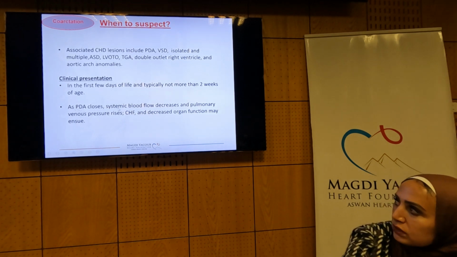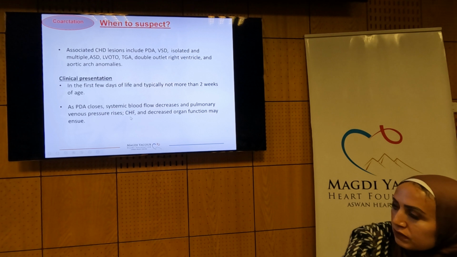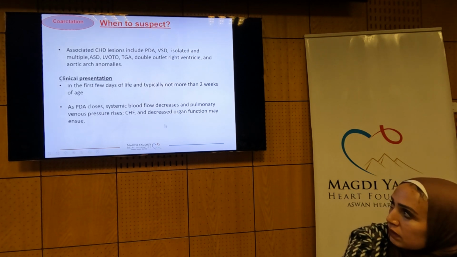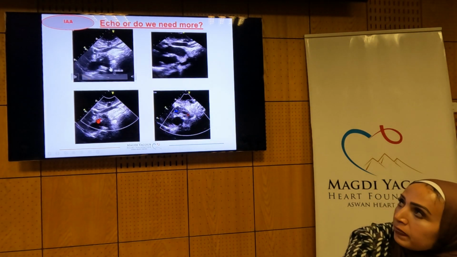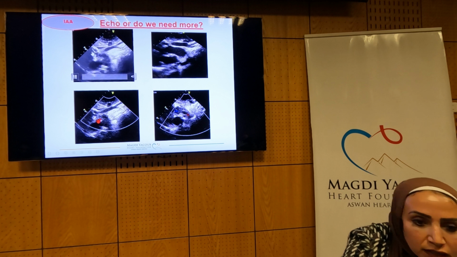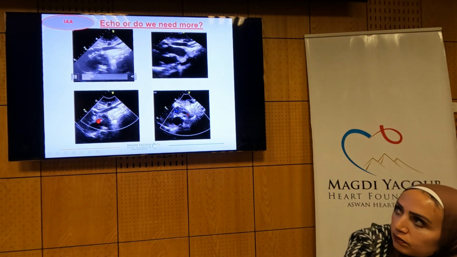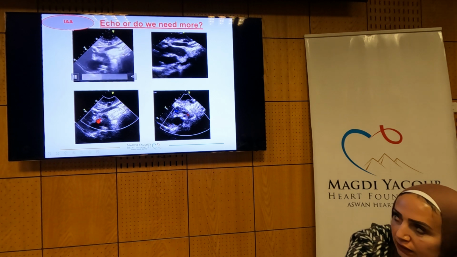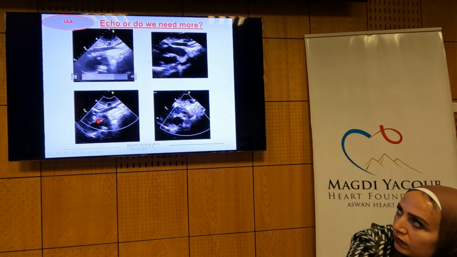If the duct is closed, systemic blood flow will decrease and pulmonary venous pressure will get high, and congestive heart failure with decreased organ function will happen. How to expect that? Actually, it's very difficult to expect by echo. In interrupted aortic arch, you will find an ascending aorta giving neck vessels, and you are not able to find an arch.